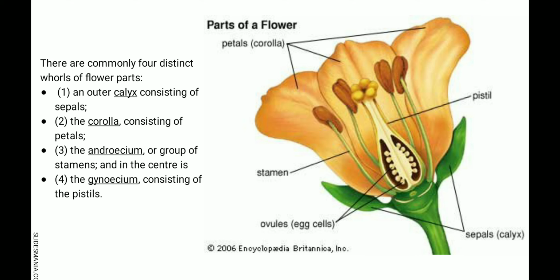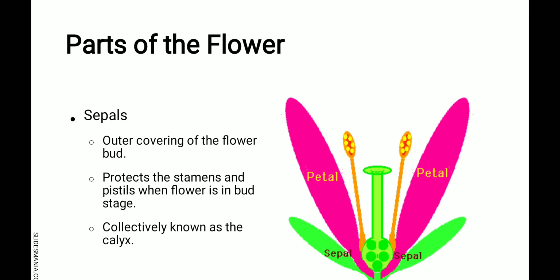The parts of the flower have their own functions. These are the following. First, let's talk about sepals. Sepals are the outer covering of the flower bud.